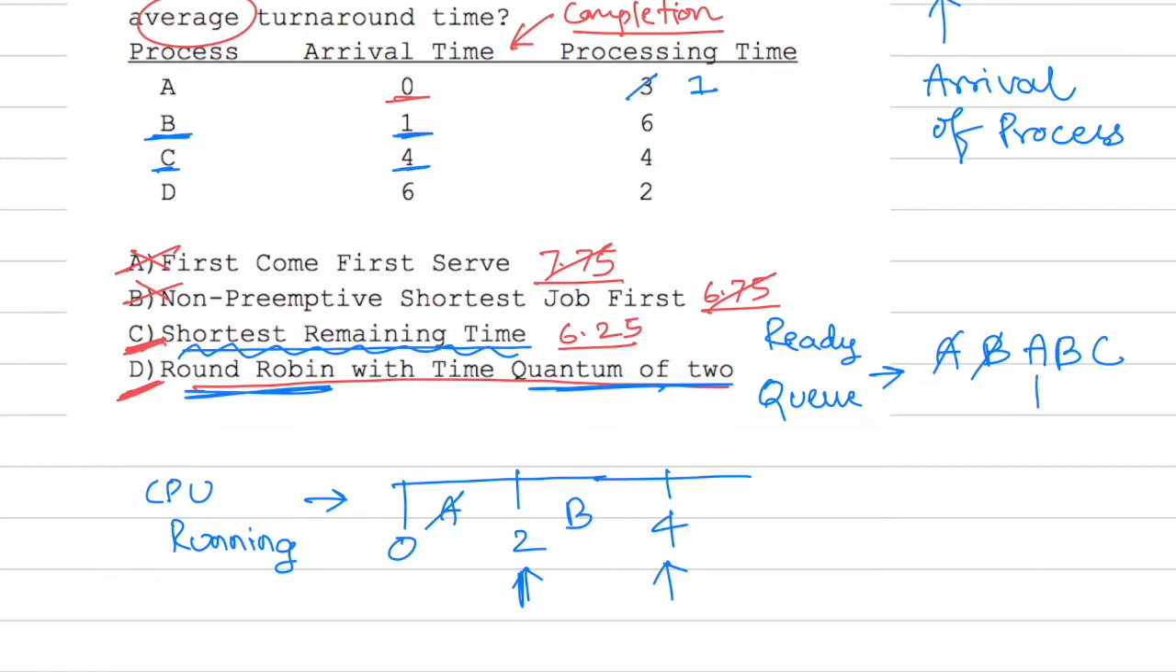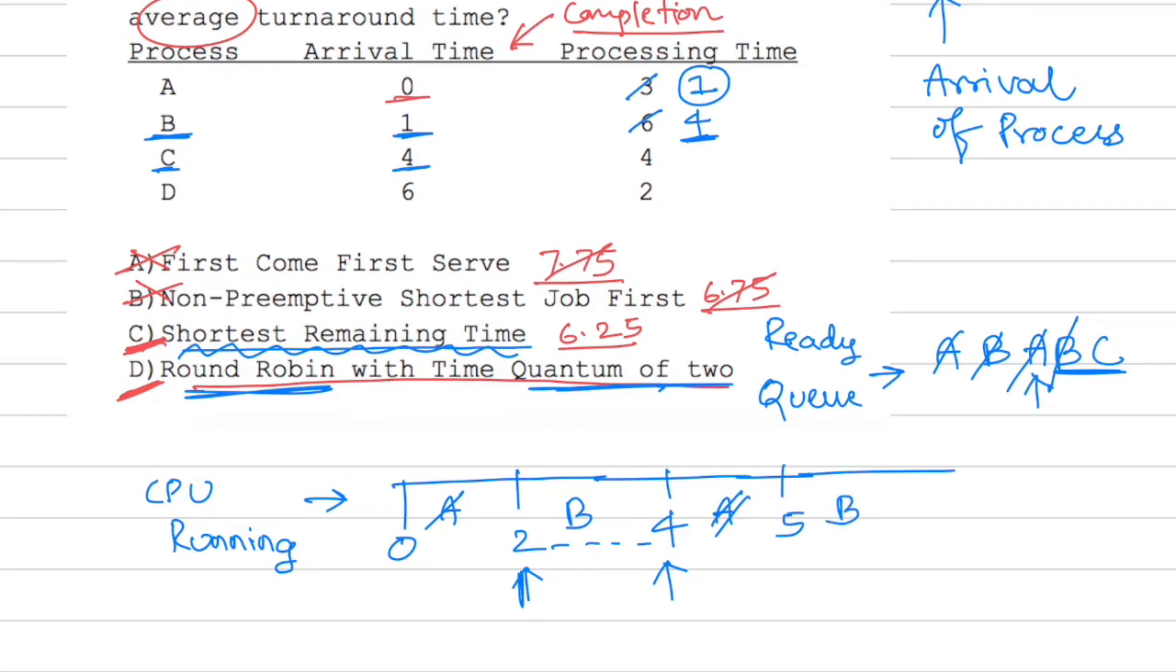Now here is our A. A will come again into the system, and if you look at this, A has only 1 second remaining, so A will terminate at 5. This is where A terminates. B has run for 2 seconds, so its processing time will now be 4. 2 seconds are gone. Okay, now at the 5th second we have two processes in the ready queue, B and C. So B gets picked up because it has been in the ready queue longer.